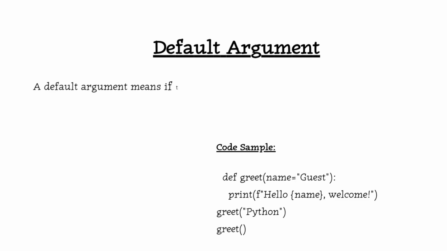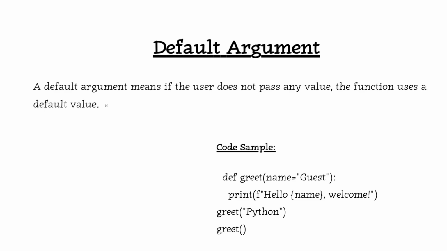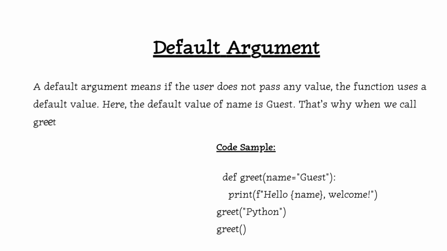Let's right now talk about the last type of function argument, which is default argument. A default argument means if the user does not pass any value, then the function uses a default value. For the same, I have shown a small code snippet over the screen. Just focus over there. I wrote def greet with name equal to guest, and inside that function body I use a print statement to print the respective values.